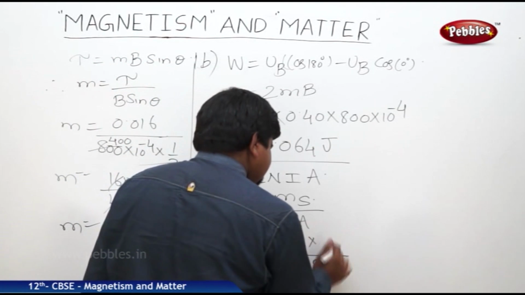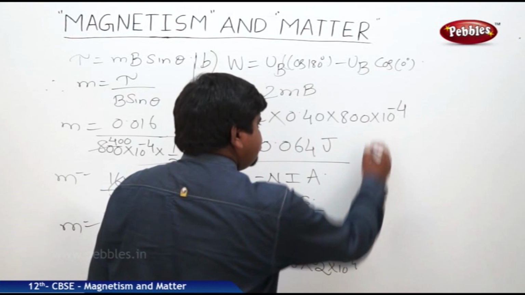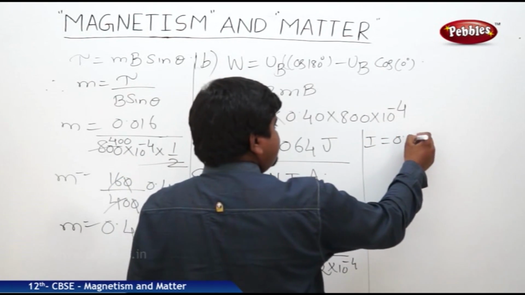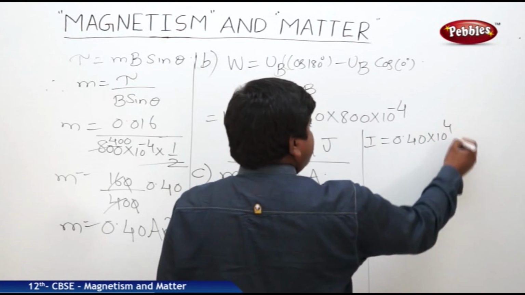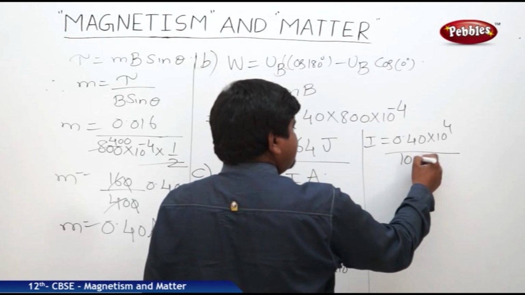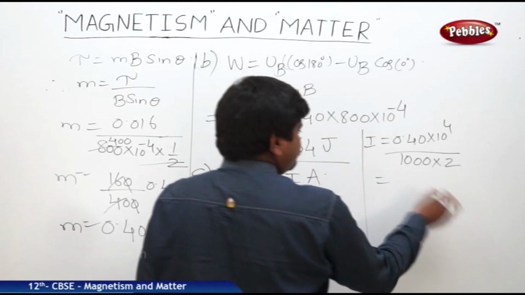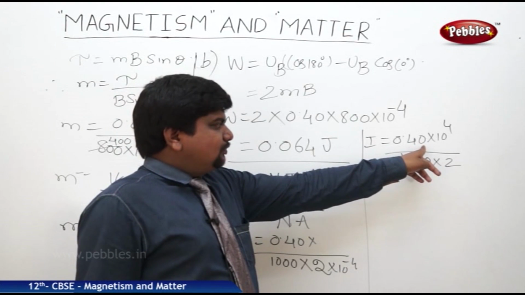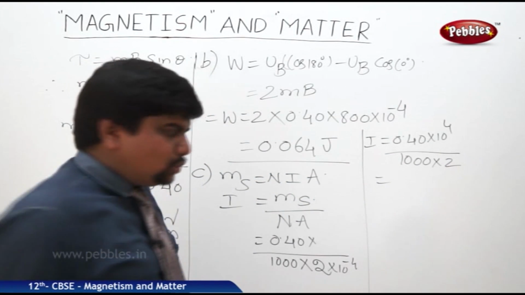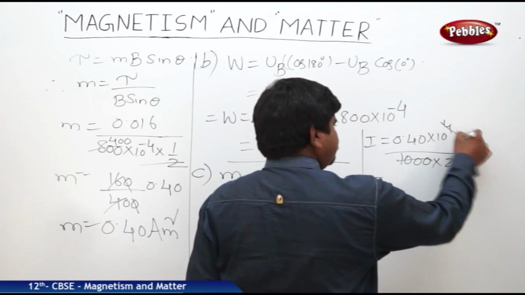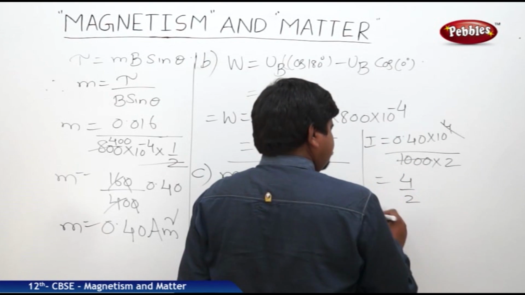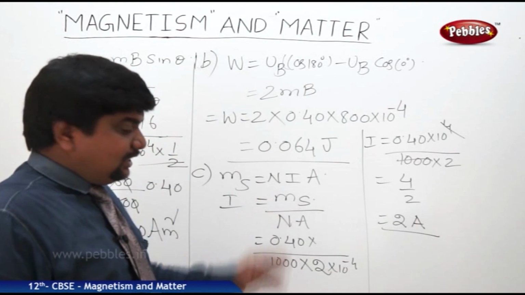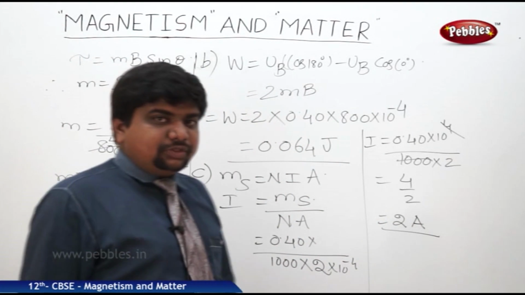So initially, this is the step. I is equal to, this minus 4 goes up, 0.40 into 10 to the power of 4 by 1000 into 2. So we will get 10 into 4 by 2, that is 2 amperes. Like this, we can divide the problems with their solutions.